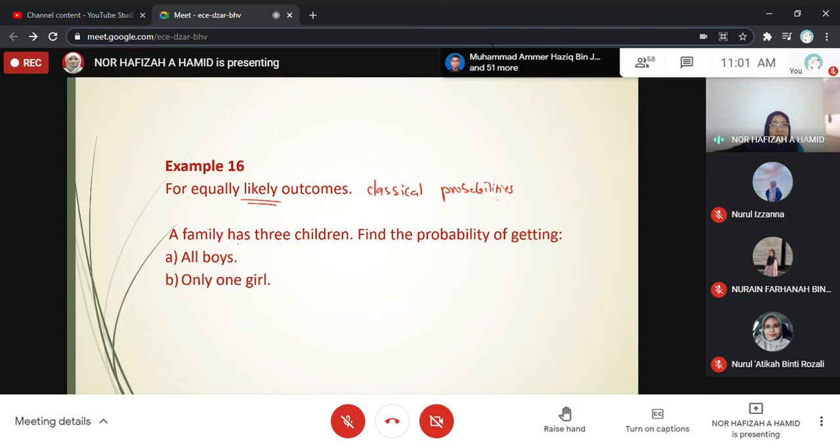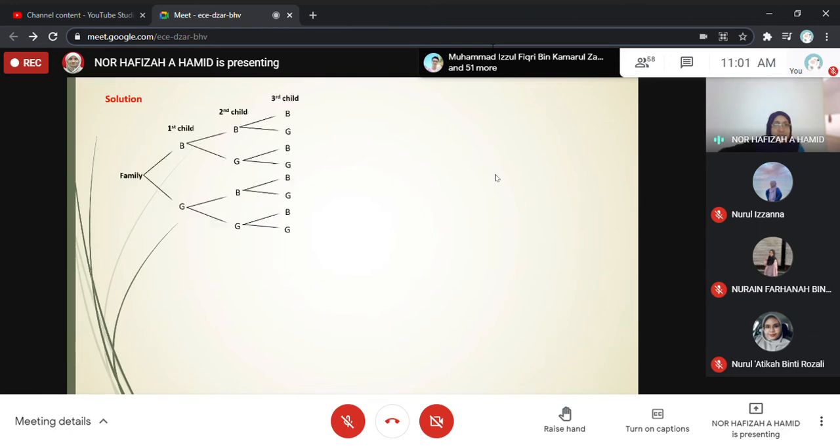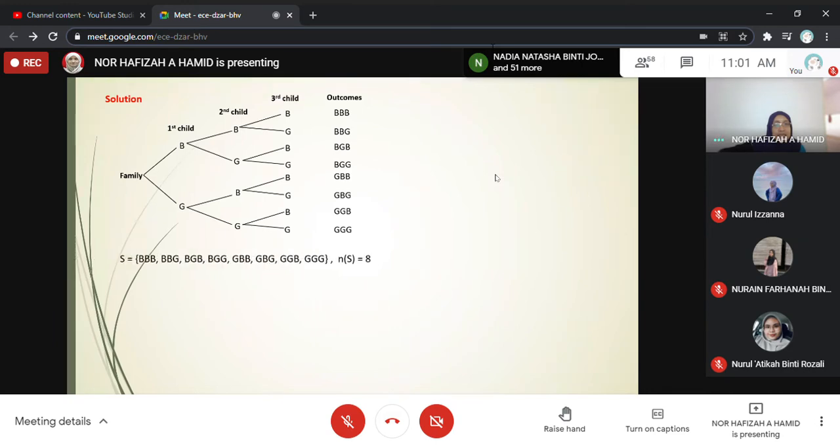Okay, so you have a family, have 3 children. So find the probability of getting all boys. So ni you boleh pakai tree diagram. Ataupun you nak terus calculate pun boleh. Sebab dia classical probabilities. Okay, tapi sebab ni topik tree diagram. So kita solve using tree diagram. Okay, so you have boy and girl. Okay. So kat sini kita bagi classical sebab you punya probability dia is equal. So kalau you ada dapat boys, maknanya probability dia 1/2, girl also 1/2. So untuk second child pun sama. Dia stay 1/2 until you have third child. So 1/2 juga. So ini sebab probability dia semua sama. So kita bagi classical lah.